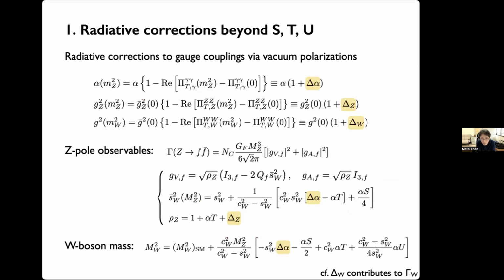In the presence of the vacuum polarizations, there are radiative corrections to the gauge coupling constants, like alpha and MZ, and G, the weak boson interaction receives a correction here. So we introduced three additional parameters, delta alpha, delta Z, and delta W. By using these three contributions, for example, Z observables receive a correction here, where delta alpha and delta Z appear, and the W boson mass is also corrected here. In addition to S, T, and U, delta alpha also contributes to the W boson mass.